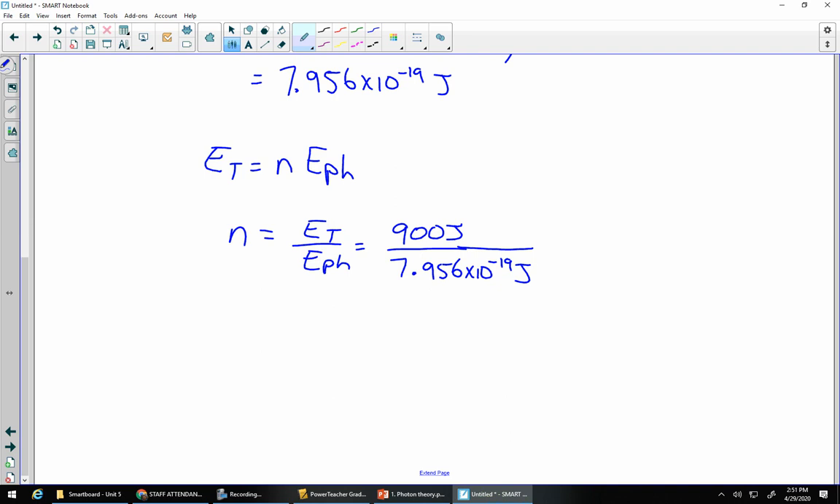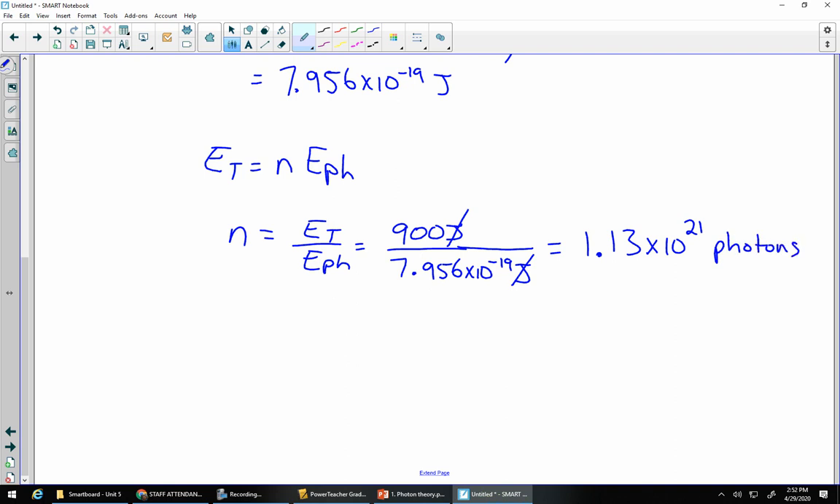And number of photons doesn't have a unit, which is good because joules is canceling with joules. Would that have canceled if we had one of those two in electron volts? Not so much, right? So it's important to pay attention to those units. Take a second and plug that into your calculator. Go ahead, you can put it on pause right now if you need to. For me, turns out, and hopefully for you as well, 1.13 times 10 to the power of 21 photons.